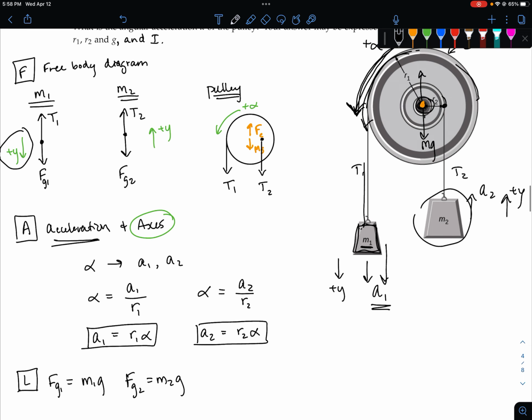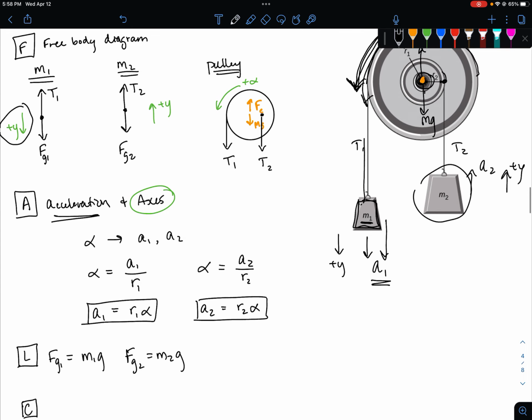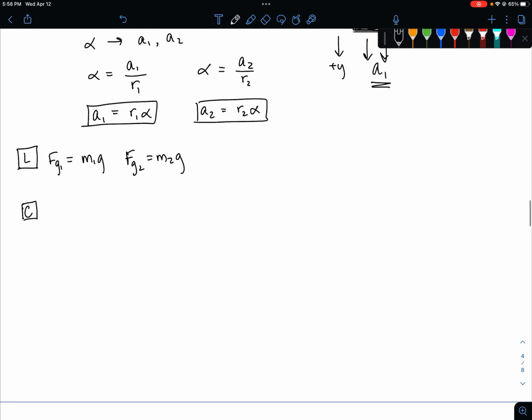So for m1 and m2, nothing is happening in the x direction, so I don't need to worry about that. And the rotation of the pulley is either counterclockwise or clockwise, which is basically one-dimensional, so there's no issue with components there either. So it's now time to use the net force acting on m1 is equal to m1a1. We'll do the net force acting on mass 2 is equal to m2a2. And finally, we'll do the net torque acting on the pulley is equal to I of the pulley times alpha.